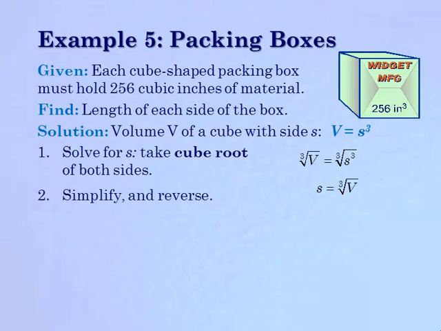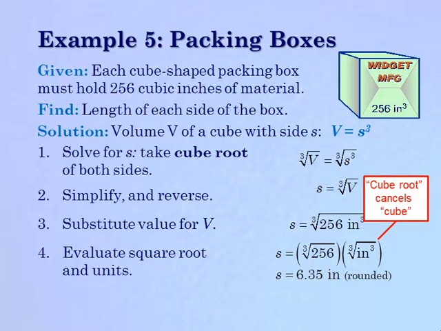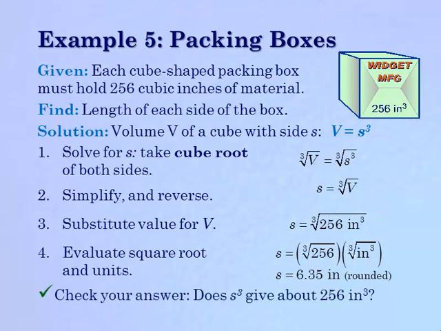So we'll be left with just S is equal to the cube root of V. We'll substitute in our value for V, 256 cubic inches, and we'll evaluate the cube root and the units separately. So the cube root of 256 and the cube root of inches cubed gives us 6.35 inches. Now check your answer. If we take 6.35 and cube it, do we get about 256 inches cubed? Perfect.